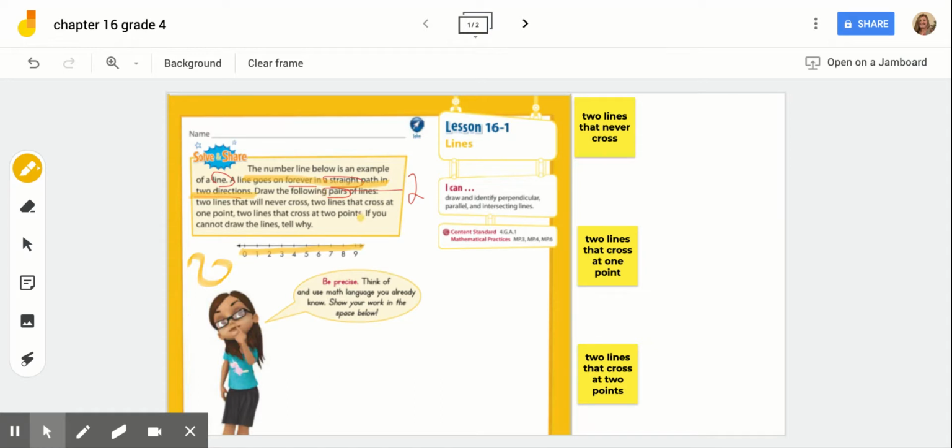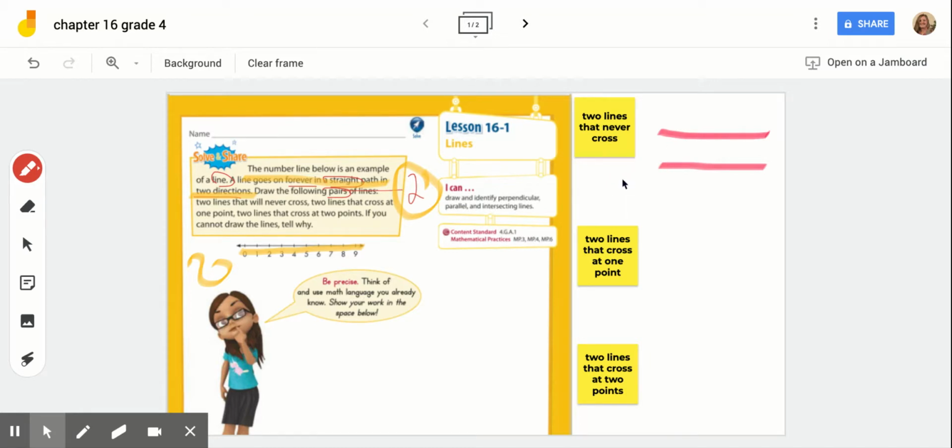So we want to draw the following pairs of lines. A pair is 2. You got a pair of feet, you got a pair of socks, you got a pair of gloves, meaning 2. So we want 2 lines that'll never cross. I'm going to pick red again. Okay, so we have 2 lines that will never cross. There's a word for that.